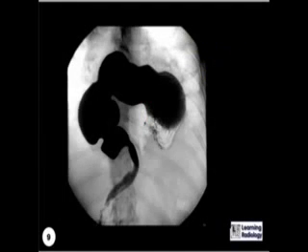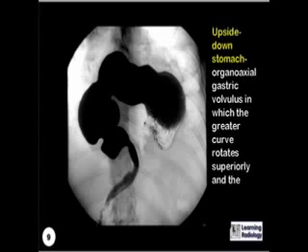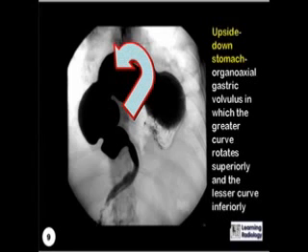What sign is seen here? This is the upside-down stomach, which represents organoaxial gastric volvulus, in which the greater curvature rotates superiorly and the lesser curvature inferiorly.